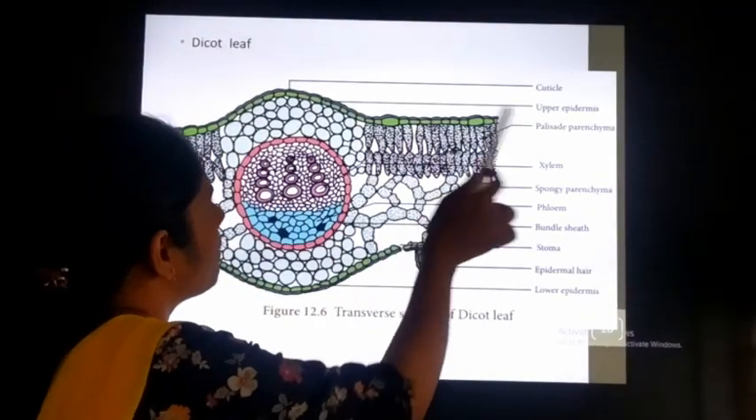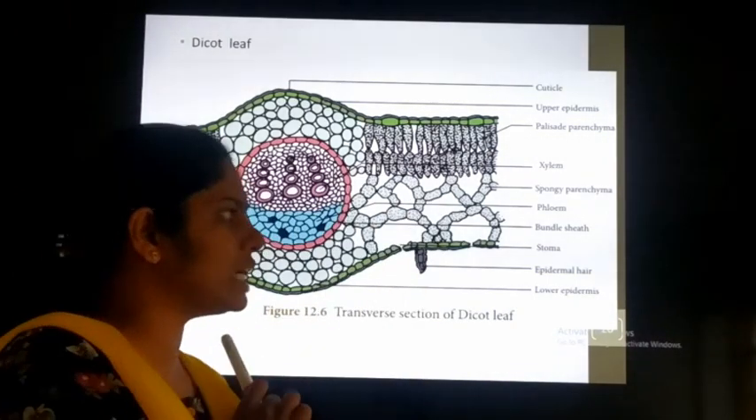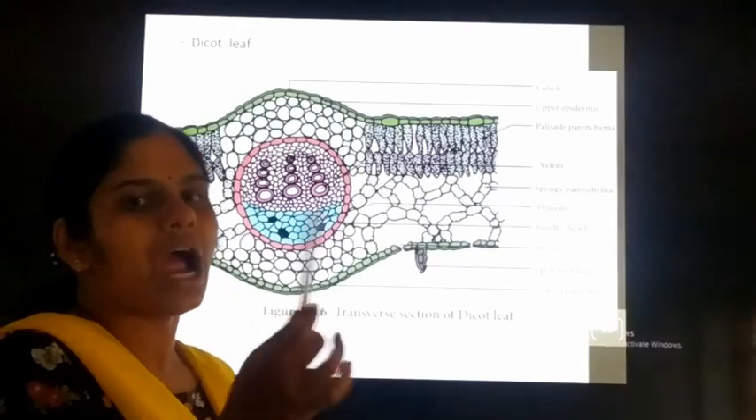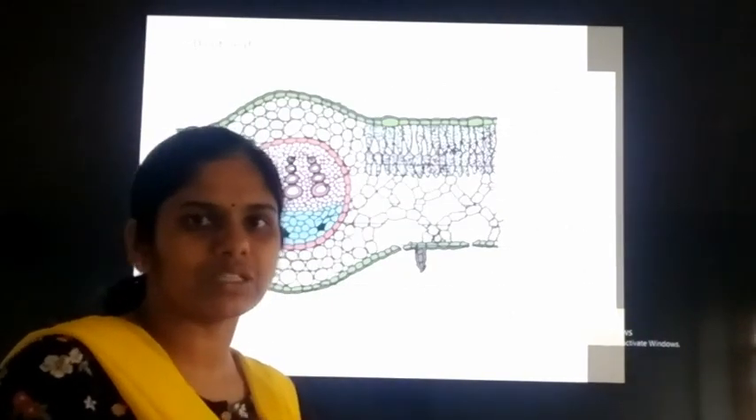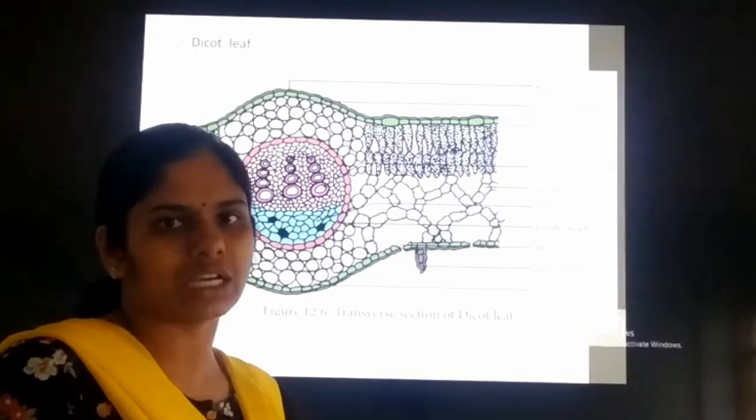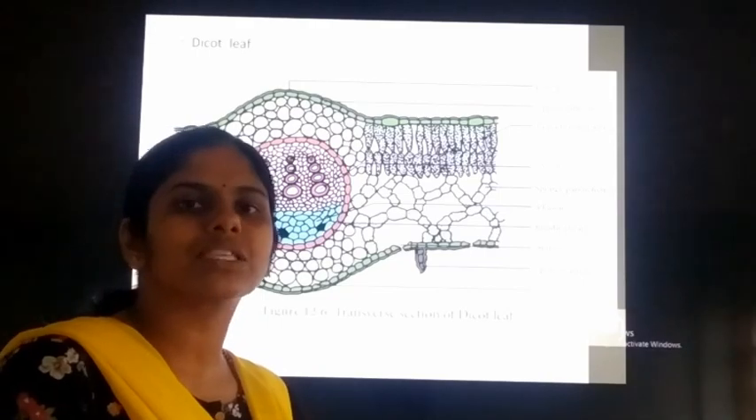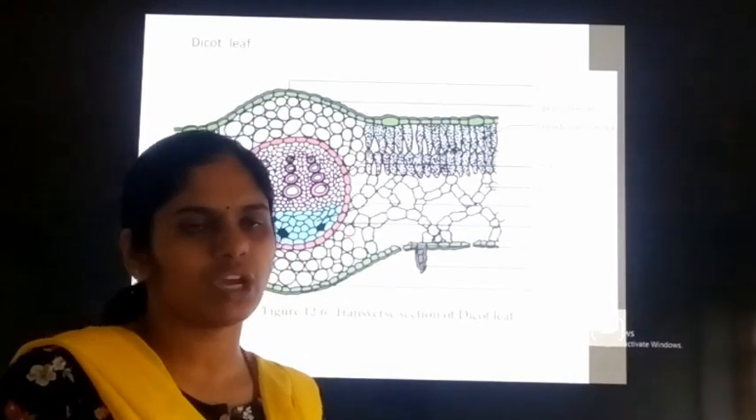The upper epidermis is made up of compactly arranged parenchyma cells, and above the epidermis there is a waxy layer. That is called the cuticle. The cuticle helps to avoid an excess rate of transpiration.